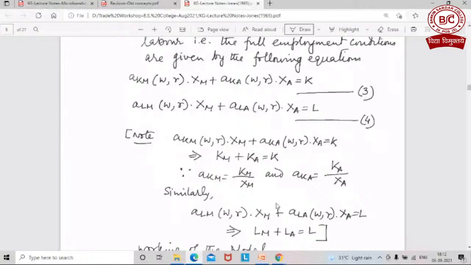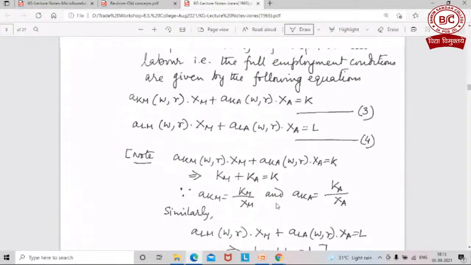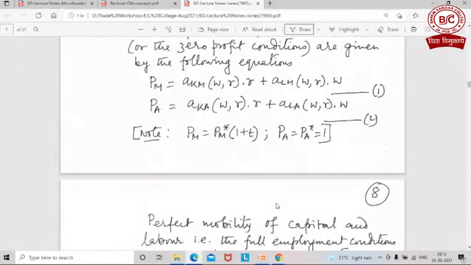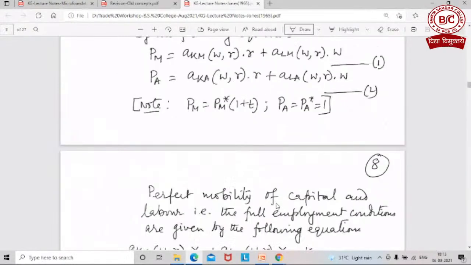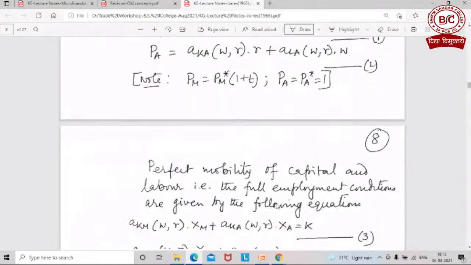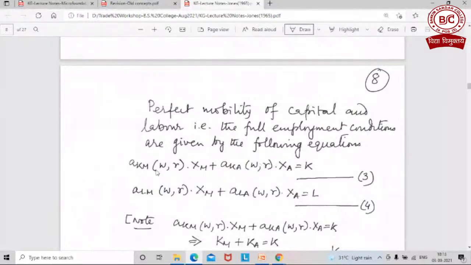Suppose we focus on equations 3 and 4. Suppose there is an increase in capital stock. K increases. As I said, the model shows the decomposability property. So even if K increases, W and R will remain unchanged. Do you agree? Yes, sir. So even if K increases, W and R will remain unchanged, and so this AKM, AK, ALM, ALA will remain unchanged.